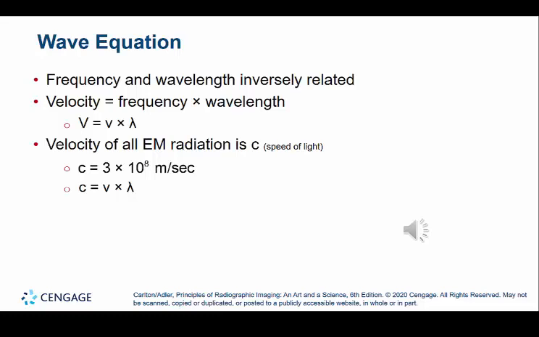We're going to take the wave theory and put it in a wave equation. Frequency and wavelength are inversely related. The equation is velocity equals frequency times wavelength. Remember that the velocity of all electromagnetic radiation is the speed of light, represented with a c. c, or the speed of light, equals 3 times 10 to the 8th meters per second, and this will never change. So the wave equation formula is c equals v times the angstrom, or velocity equals frequency times wavelength.